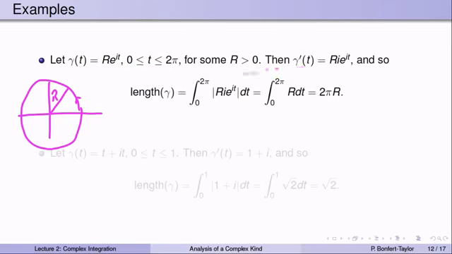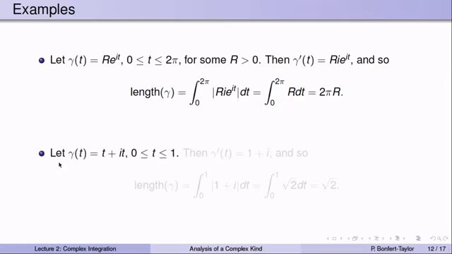We know that gamma prime of t is ri e to the it, and so the length of gamma is given by the integral from 0 to 2 pi of the absolute value of ri e to the it, that's my gamma prime of t right here, dt. But the absolute value of e to the it is 1, i has absolute value 1, so the absolute value of gamma prime is simply r. And so we're integrating r from 0 to 2 pi. r is a constant, and an antiderivative is r times t. We plug in 2 pi, we get 2 pi r, we plug in 0, that's nothing. So the length of this curve is 2 pi r, and we knew that. The circumference of a circle of radius r is indeed 2 pi r.